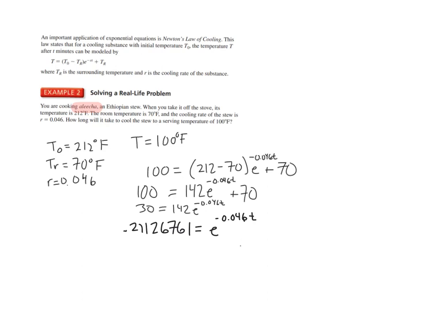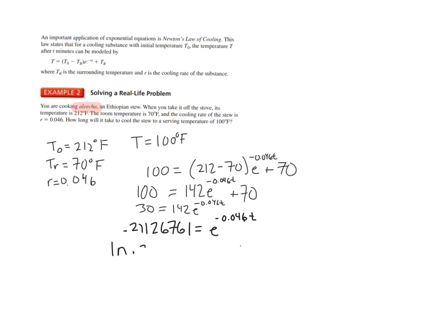Now, looking at this right here, this kind of falls into that category where we don't have bases that are the same. Technically, on the left-hand side, you have a base of 0.211267661, right? And on the right-hand side, you have a base of e, okay? But that doesn't mean we cannot still apply a log to simplify both sides. So, believe it or not, the log that gets rid of a base of e is a ln, okay? So ln gets rid of that.